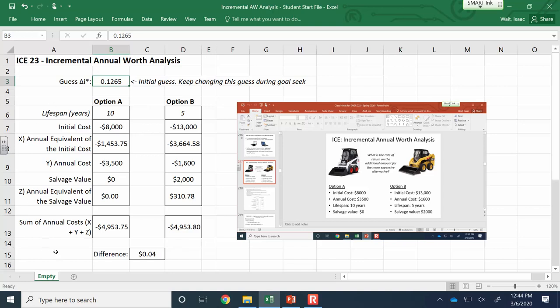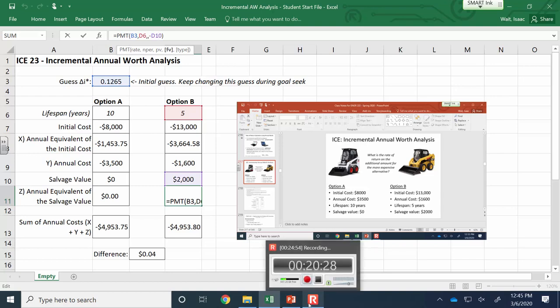Any questions or lingering concerns or spreadsheets that never did end up working that I can debug? I got it. You got it? Can I see your equation for C on option B? Sure. So the key thing there is you put the amount into the future value field, not into the present value field, because the salvage value is a lump sum at the end of the years.